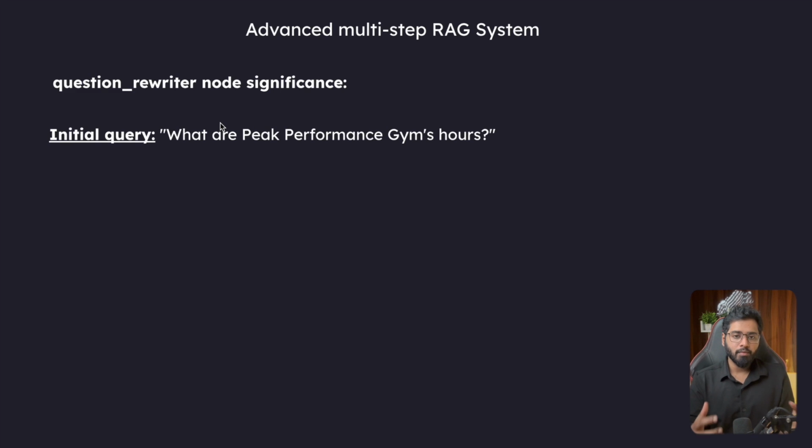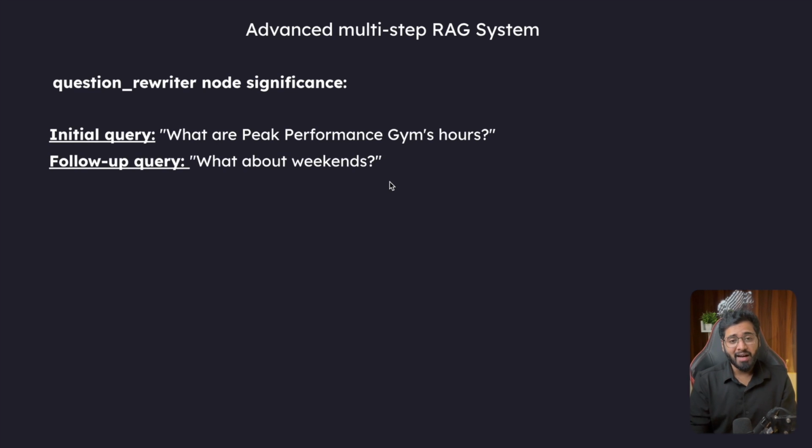Let's say we are building this system for a gym. The name of the gym is Peak Performance Gym, and an end user comes on their website and asks this question: what are Peak Performance Gym's hours? What do we normally do? We take this user query and send it to the retriever. The retriever fetches all of the results, and then along with the user's question and the context, it goes to the LLM and responds with an answer. Pretty good, this works perfectly fine.